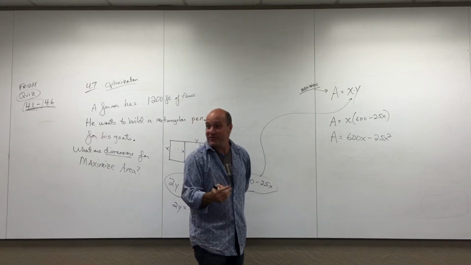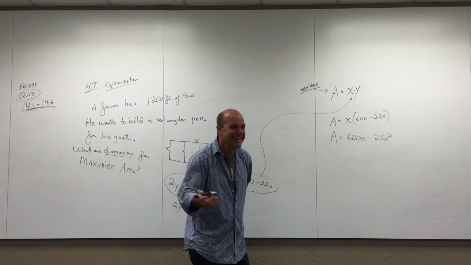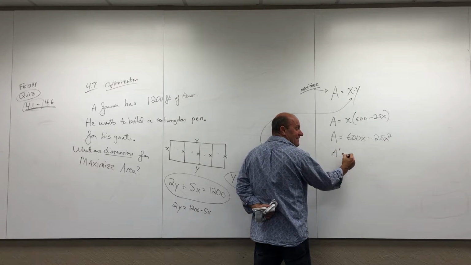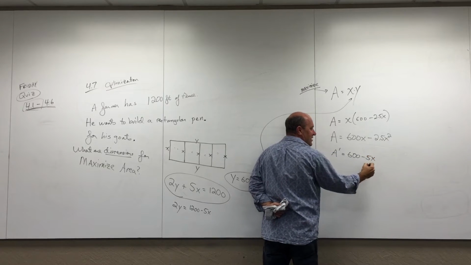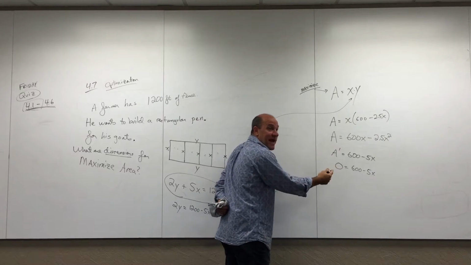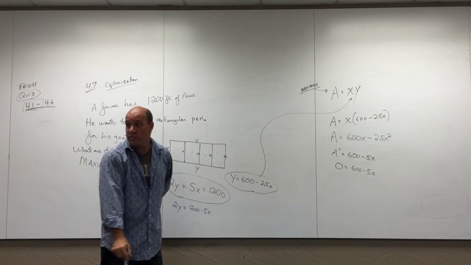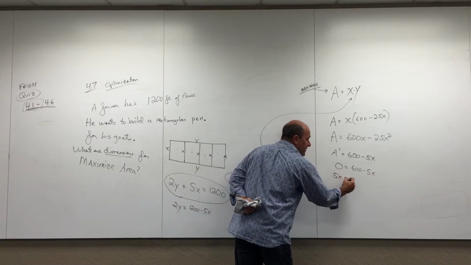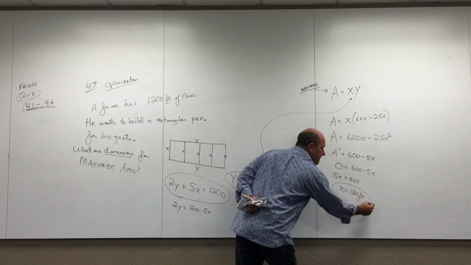You're going to take the derivative and set it equal to 0. Which, by the way, is finding the vertex. So the derivative is 600 minus 5x. You're going to set it equal to 0. And this will be the x that gives you a maximum. When your derivative is 0, this is the critical number that gives you a maximum. Move the 5x over, divide, and x is 120 feet.